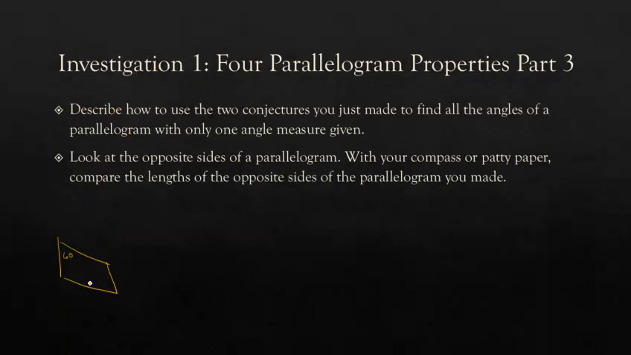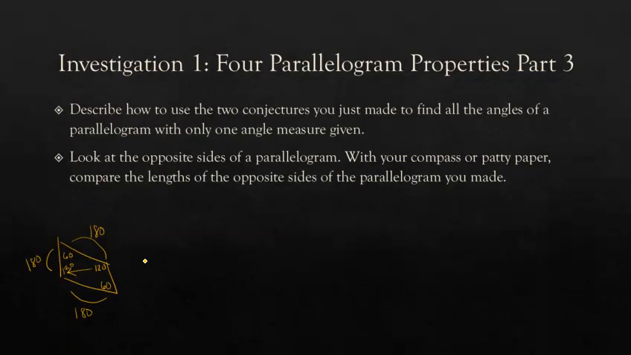Well, with our first conjecture, we know that the opposite is 60. And with our second conjecture, we know that these two are going to add up to 180. So if this is 60, this has to be 120. We also know that any other set of consecutive angles, whether this one or this one, would add to 180. So you can go from either direction, or you can even use the first conjecture again and say that the opposite ones are the same. So this one is 120. So with only one angle in a parallelogram, we know the rest of the interior angles.